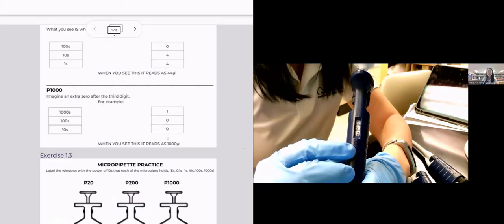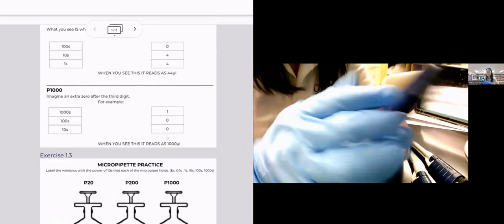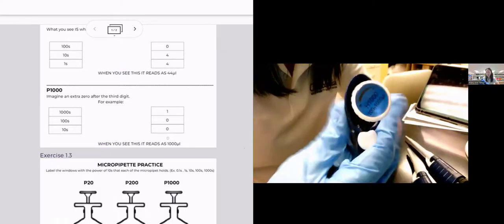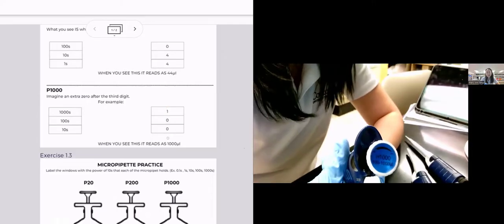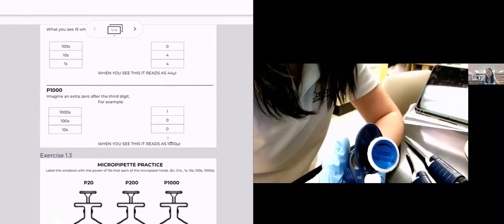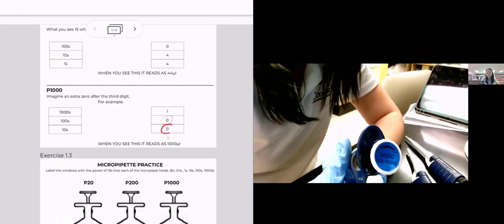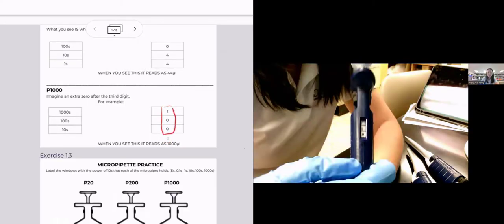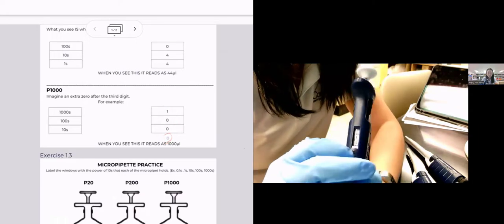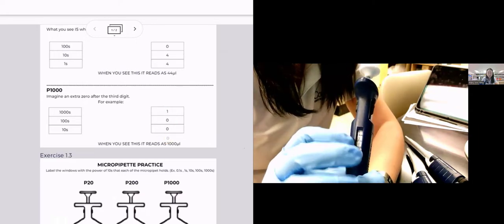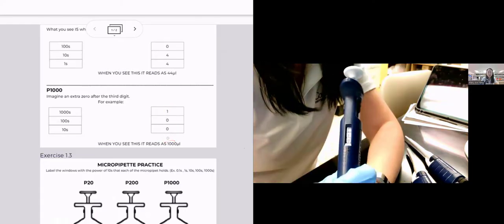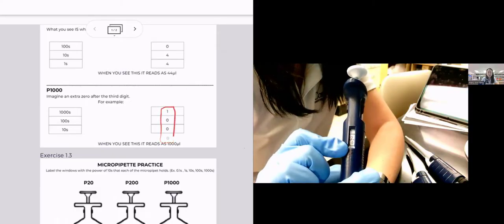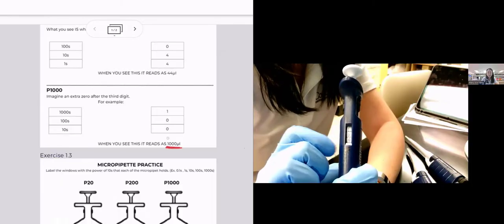And so if you need 1,000 microliter, you're going to imagine that extra zero, which means you're going to put in 100, which sounds like 100, not 1,000. But remember, you're going to imagine that zero right there. So it's going to be 100 and then imagine 0. So that's going to be 1,000 to get 1,000 microliter. So dialing to 100 on a P1000 will give you 1,000 microliter.